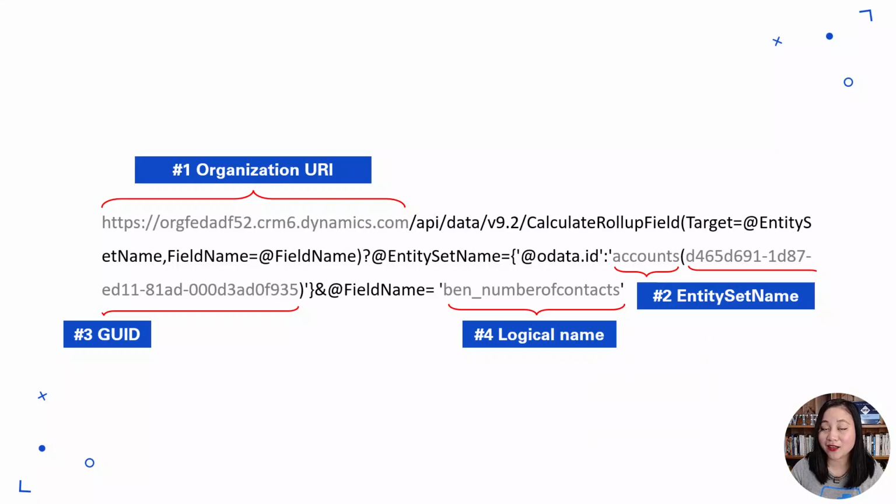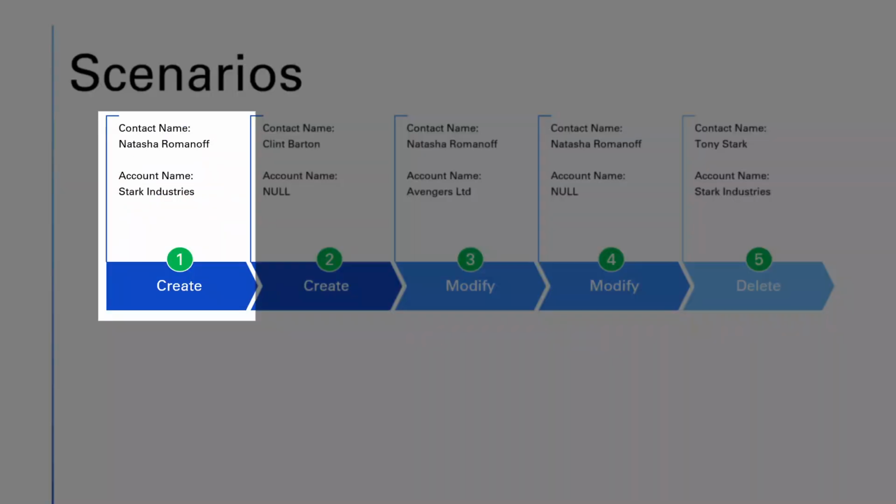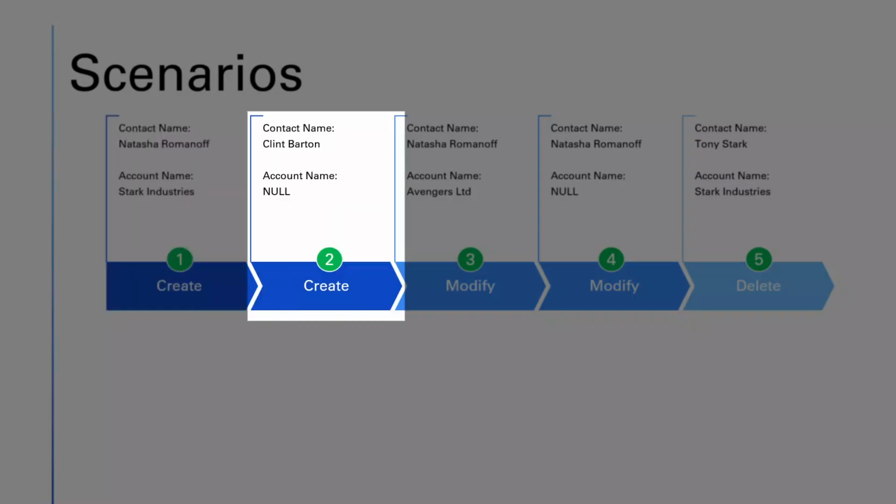All right, now that we know how to form our GET request, and before I show you how to do this in Cloud Flows, I'll talk about the scenarios. Number one, create a contact where the account name lookup field is populated. Number two, create a contact where the account name lookup column is not populated. In other words, we're going to leave that field blank.